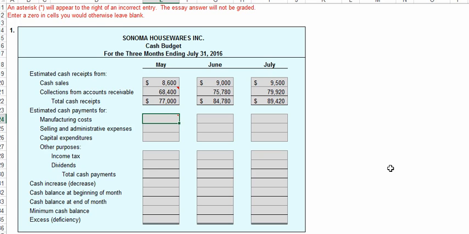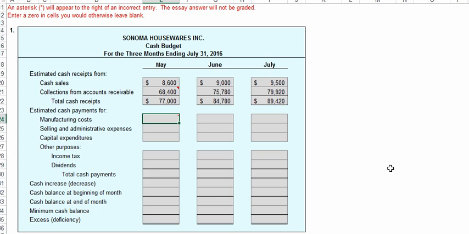The annual insurance premium is paid in September, so no cash going out this quarter, May, June, and July, for our annual insurance premiums. Annual property taxes are paid in November, so no cash outlay in May, June, or July for our annual property taxes. And remember, depreciation never requires a cash outlay. Of the remainder of the manufacturing cost, 80% are expected to be paid in the month in which they are incurred, and the balance in the following month.